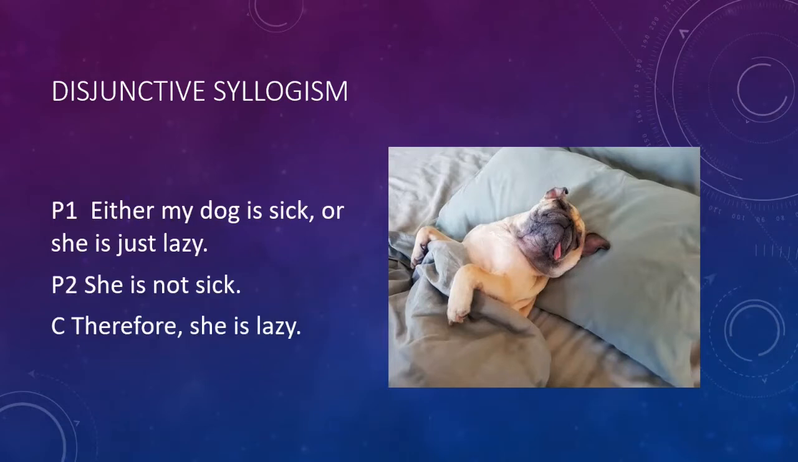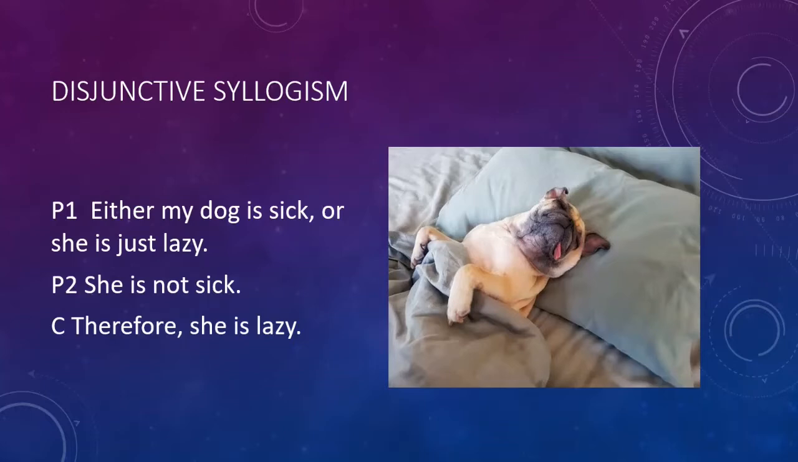So if I say either my dog is sick or she's just lazy, and I know that she's not sick, then you conclude from that she is lazy. Right? So disjunctive syllogism takes one of these or statements and says we know that one of the parts of that or statement is false, and that's going to be a valid inference. By knowing one half of it is false, you get that the other half is true. And that's going to work for either inclusive or exclusive disjunctions. Yeah? Okay, so that's disjunctive syllogism.